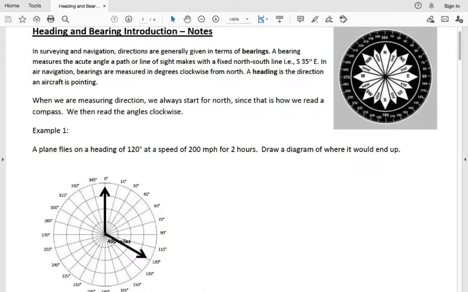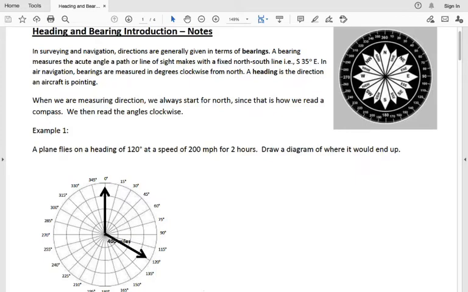Hey guys, we're going to do notes over headings and bearings. So before I start going through all this, I kind of want to give you a definition of what these are. If you're doing surveying or navigation, like flying a plane or navigating a boat, the directions are generally given in terms of bearings, and a bearing measures the acute angle a path or line of sight makes with a fixed north-south line.